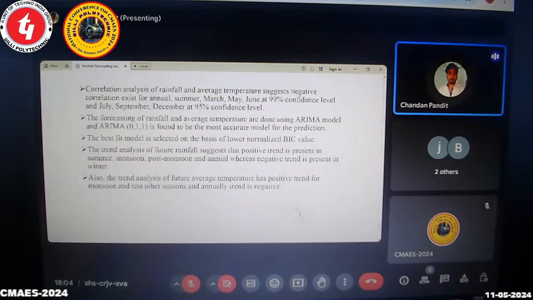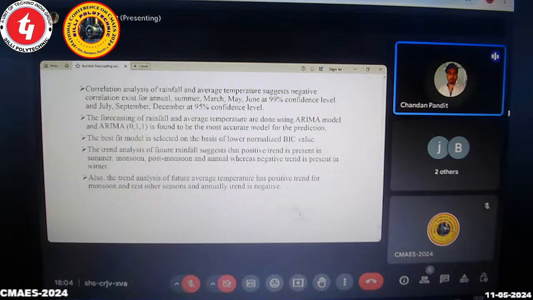Correlation analysis suggests that a negative correlation exists for annual, summer, March, May, and June at 99% confidence level, and for July, September, and December, at 95% confidence level. Here we can see that the correlation suggests only negative correlation, meaning if temperature increases, rainfall will decrease. Okay? For all these significant correlations.